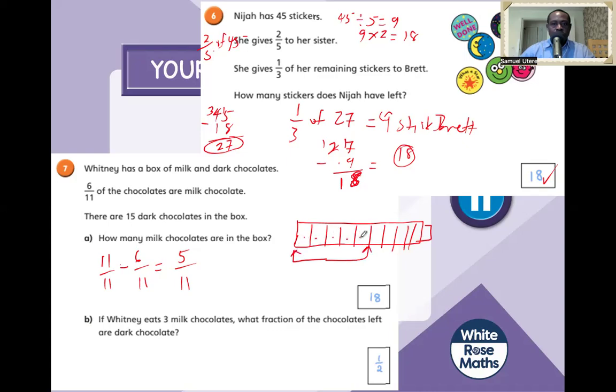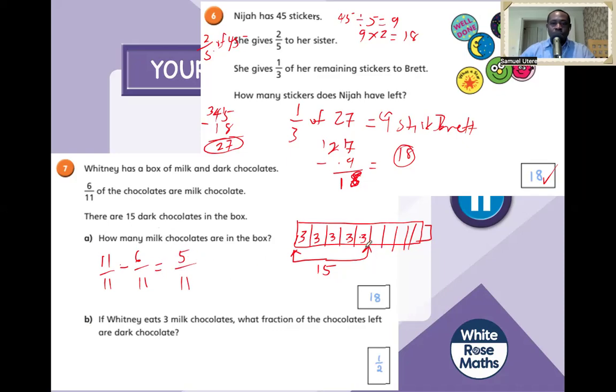5 out of 11 represents 15. Okay. So if 5 of these boxes represents 15 dark chocolates, it means each of these is 3 because 3 times 5 is 15. All right. So it means that the other 6 is going to have to be 6 times 3 because we have 6 of these boxes left. So that is why we were using the bar model, so that when you have questions like this, you can really think about what you're doing.